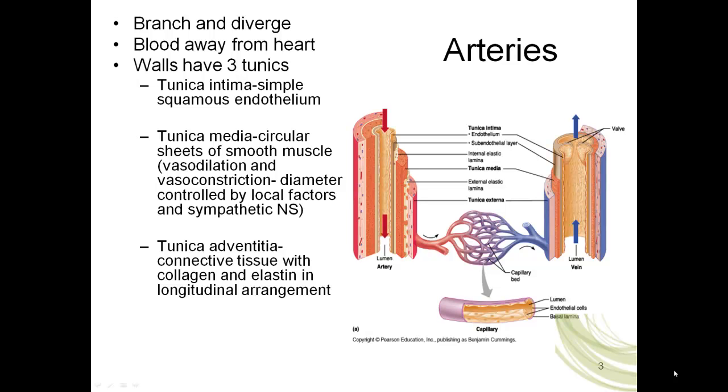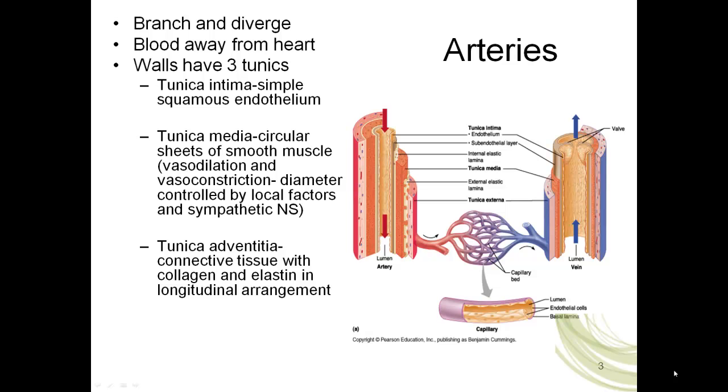So, strictest definition, arteries, think A for artery and A for away, carrying blood away from the heart. Now, arteries typically have 3 layers known as tunics. Tunica intima is the most internal layer, facing the blood. This is simple squamous endothelium, and endothelium is a special type of epithelium in that it has a free edge, the edge that faces the blood, of course.